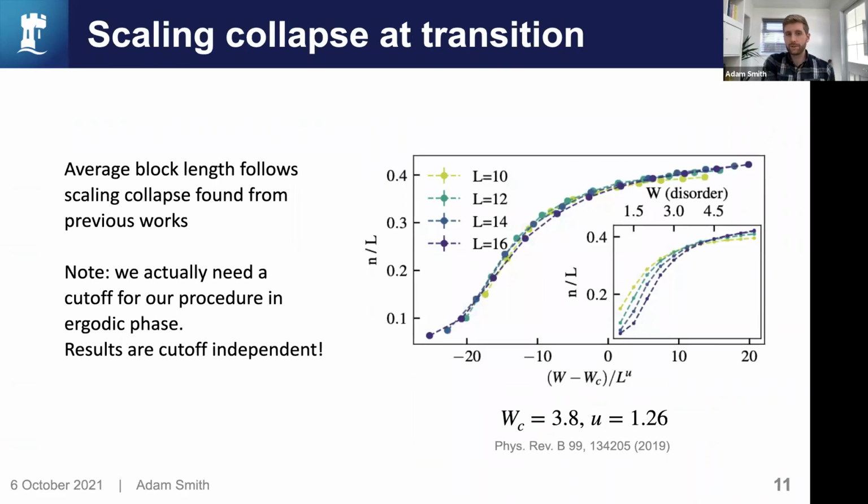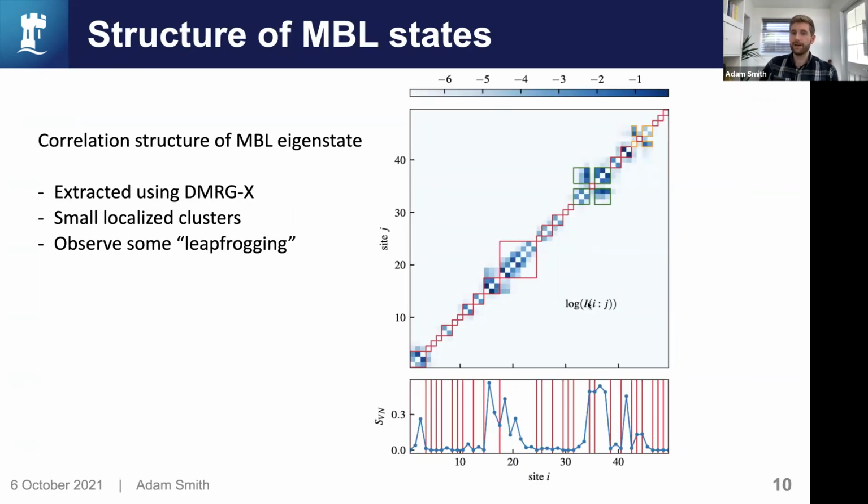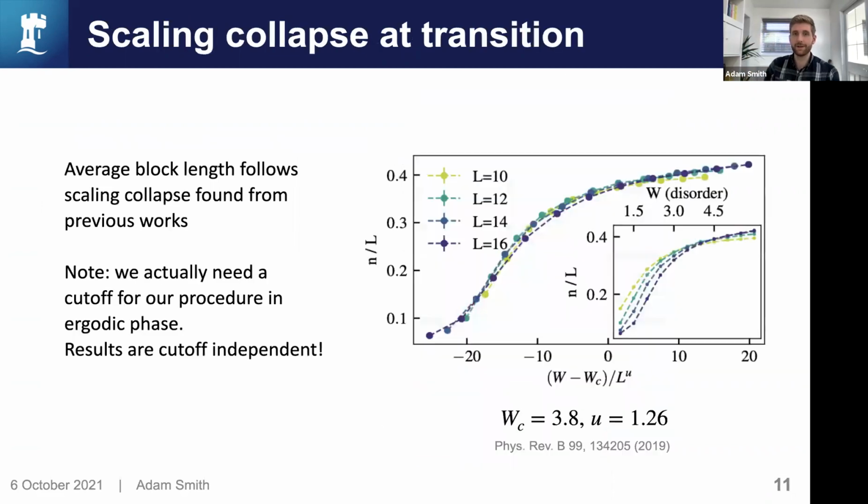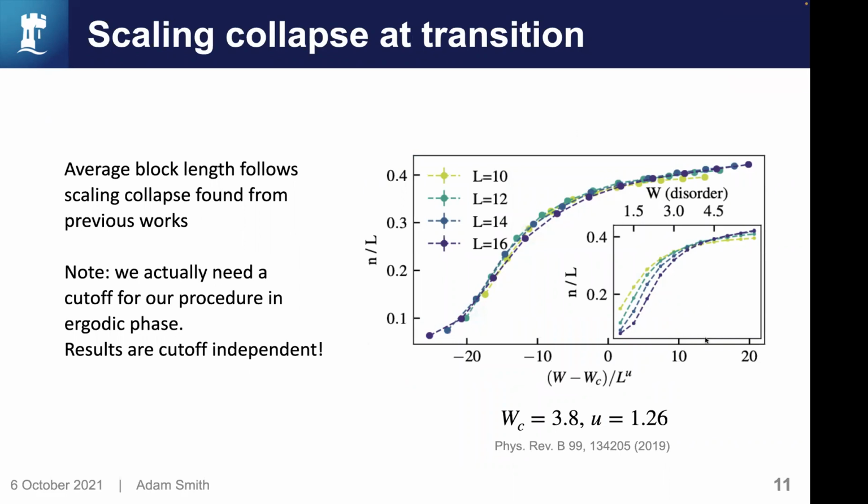So then what we did was we did this clustering for many different eigenstates, and we quantified these states by essentially how many blocks there are in a given state. So we counted how many blocks it chose to decompose it into, and then we varied the disorder strength in the system.